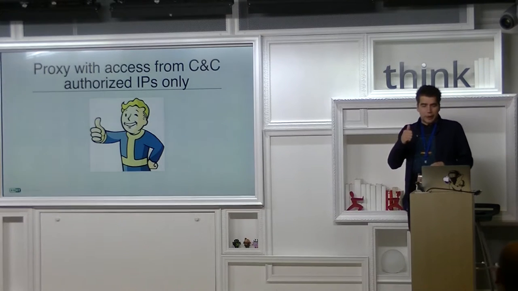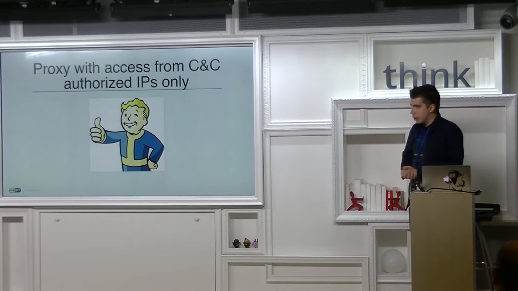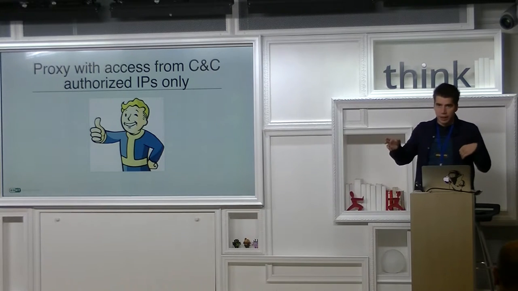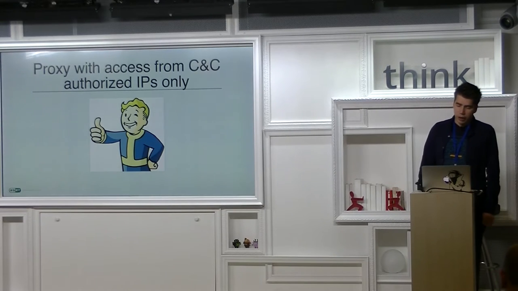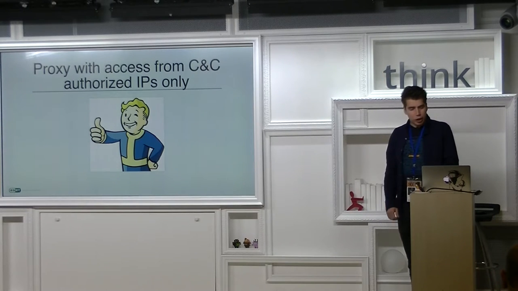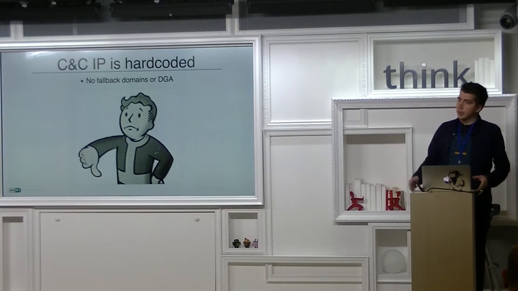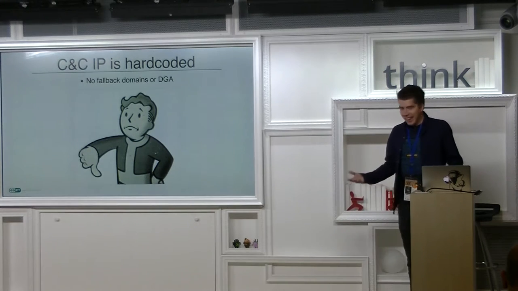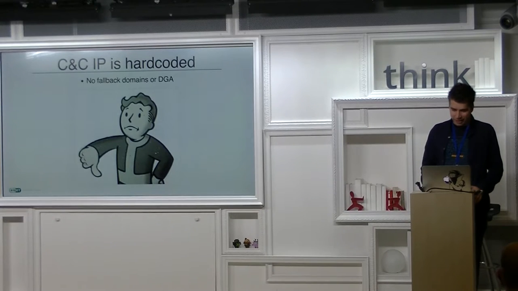So thumbs up for the design of having authorized IPs only. As I said, we couldn't fingerprint and scan the internet because of that. We tried some things with the Rapid7 folks, like if Telnet is present and the port is shut and not stealth, but it didn't work. We had crazy amounts of hosts. So good job. Bad job: the CNC IP is hard-coded, no fallback domain and no DGA. I know how much we all love DGAs now. And it was not there, so yeah, surprising.